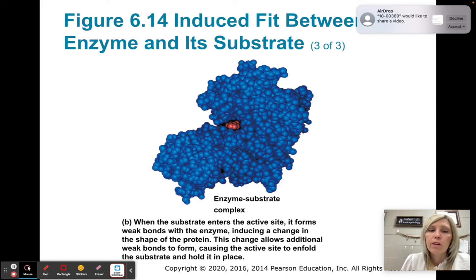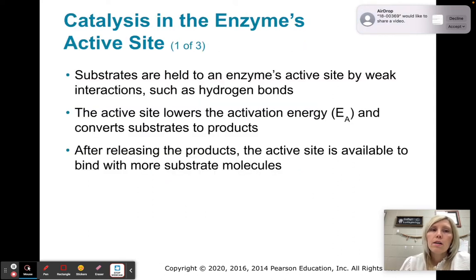I'm going slow enough that if you want to pause, you can read some of the captions. Okay, catalysis in the enzyme's active site. So substrates are held together sometimes by weak interactions, like hydrogen bonds. The enzyme lowers the amount of activation energy needed to convert the substrate to the product.